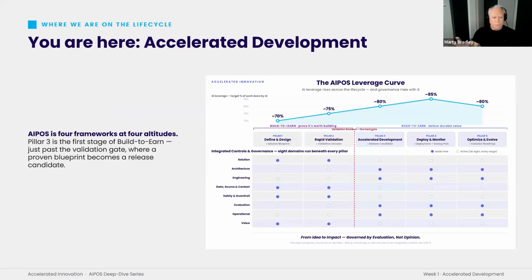And so in the grand scheme of things, we're here in Pillar 3, accelerate development in the middle. Pillar 1 and 2, we're actually gonna talk about Pillar 1 next week. We're gonna go into define and design. It's gonna be pretty interesting. I don't know if Melissa's listening in, but we're gonna talk her into coming in and walking through her discovery agent and some of the pieces. But on the left-hand side, we want to think about that as build to learn.